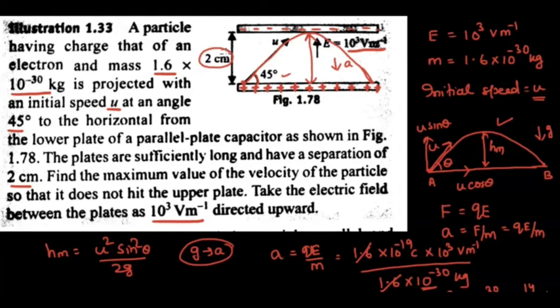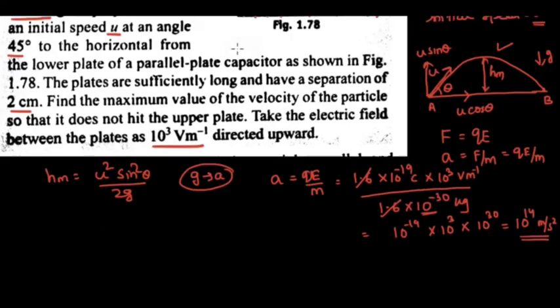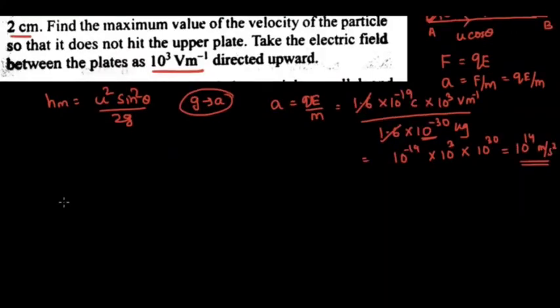So in the question it is given that the charged particle should not strike the upper plate. It means the maximum height should not be 2 centimeter or more than that, means the maximum height should be slightly less than 2 centimeter. So in the limiting case we can put the maximum height hm equal to 2 centimeter, that is 2 into 10 to the power minus 2 meter, but hm cannot be greater than 2 centimeter.